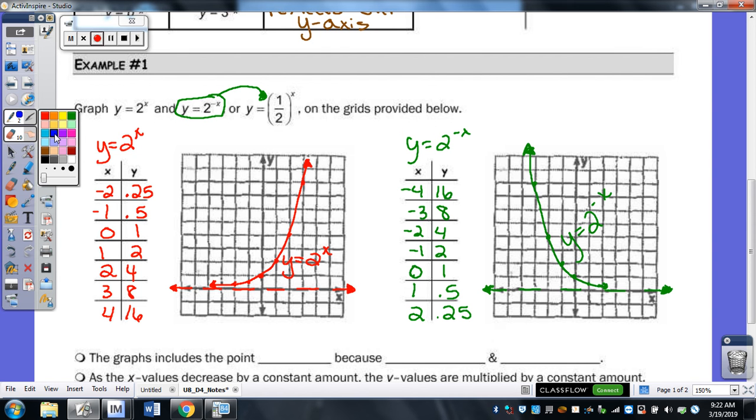So your graph should look exactly the same. The only thing is it's been reflected over that y-axis. So just like I said up above, that negative sign was with my x, so that's my hint that I knew it was going to reflect over the y-axis, and it ended up doing so.